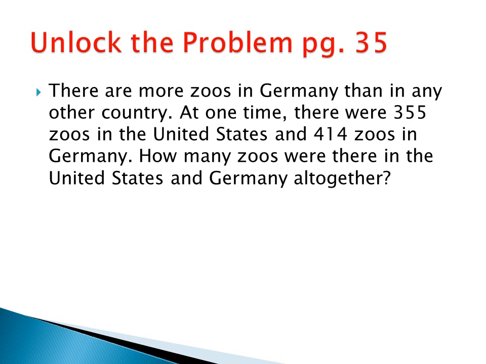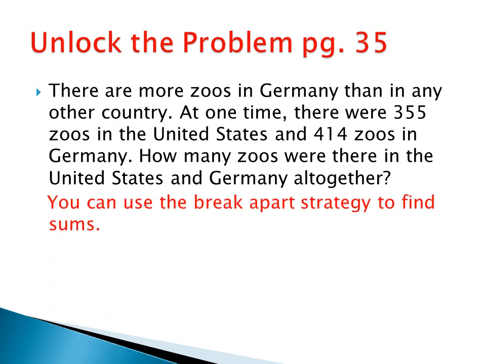There are more zoos in Germany than in any other country. At one time, there were 355 zoos in the United States and 414 zoos in Germany. How many zoos were there in the United States and Germany altogether? When I say altogether, that means I need to add and to find the sum. You can use the break apart strategy to find the sums.